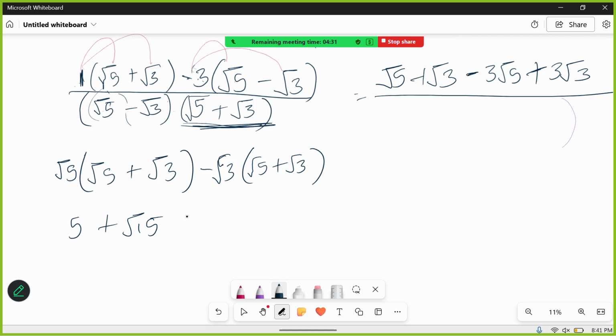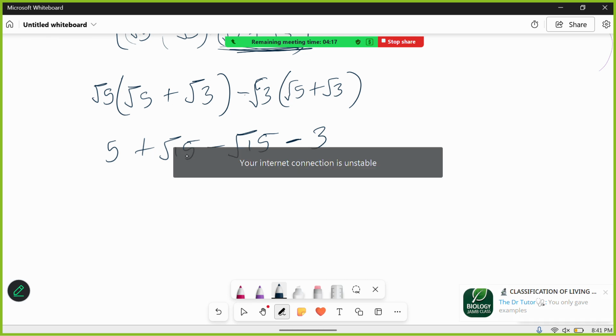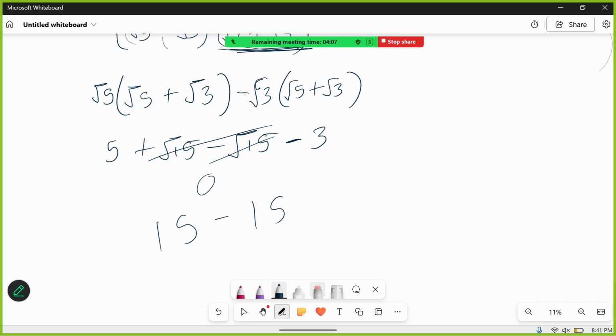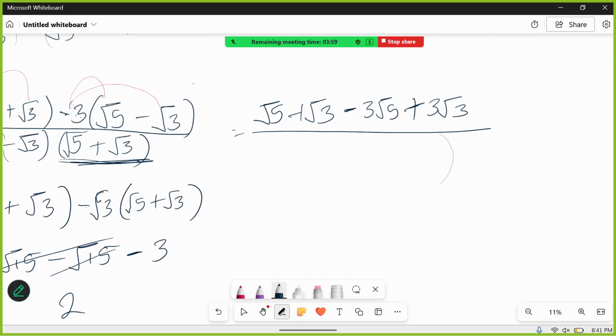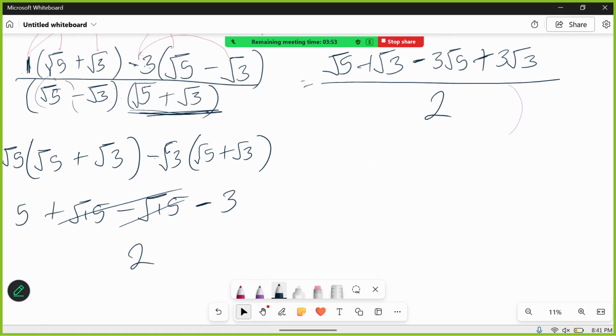Minus root 3 times root 5 will give us what? Minus root 15. And minus times plus will give us minus. Root 3 times root 3 will give us 3. Right? So when we have root 15 plus root 15 minus root 15, we cancel and give us 0. It's just like saying 15 minus 15 is 0, right? So that will give us 0. And 5 minus 3 will give us 2. So this automatically becomes 2. Are you getting that? So everything here now just becomes 2.